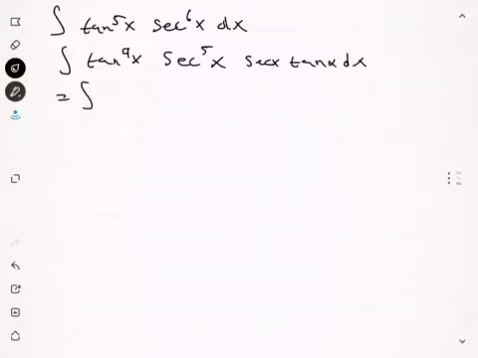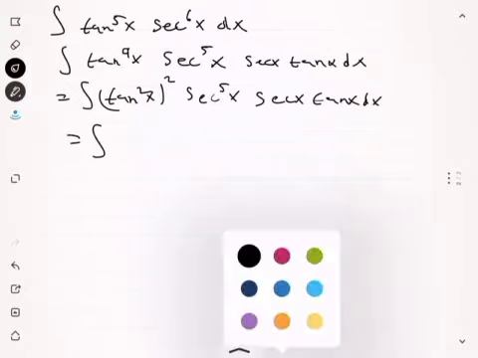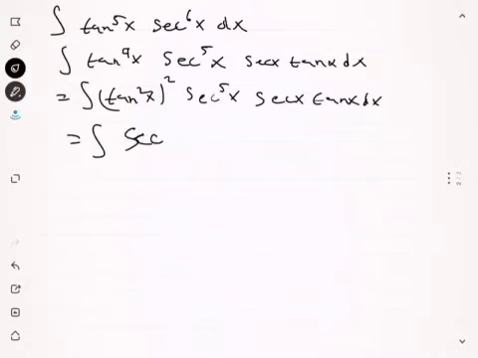The idea here is to write everything in terms of secant. So this is tangent to the second power x, squared, and then secant to the fifth power x, and then secant x tangent x dx. And then we're going to use the fact that tangent squared is equal to secant squared minus 1. And then that squared, and then secant to the fifth power, and then secant tangent.